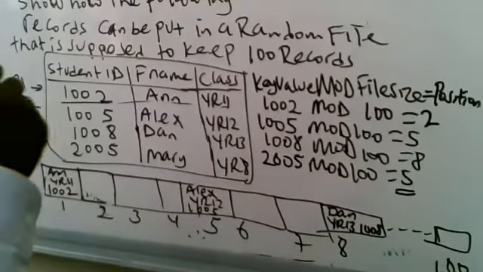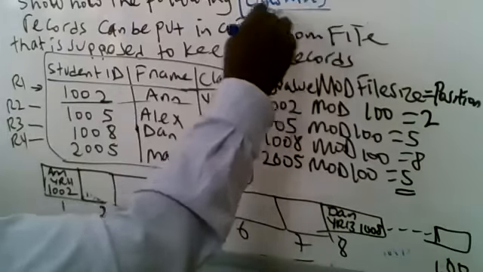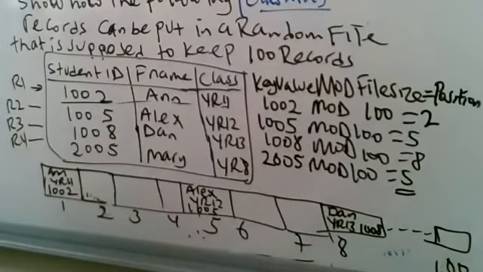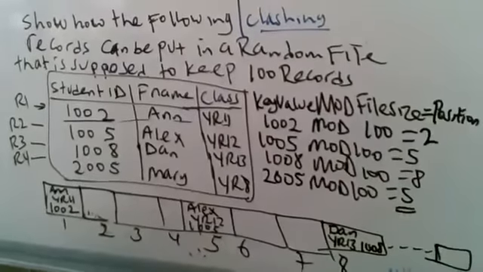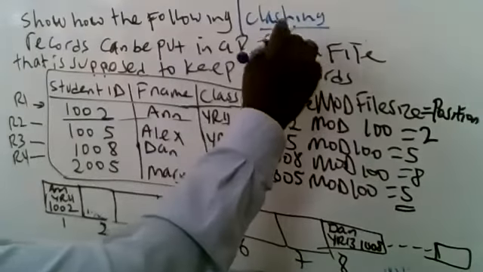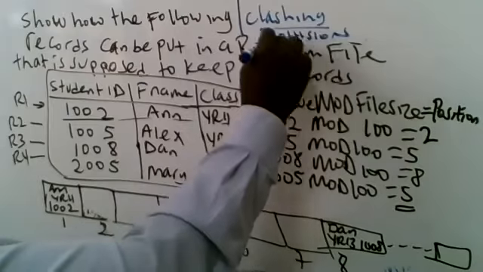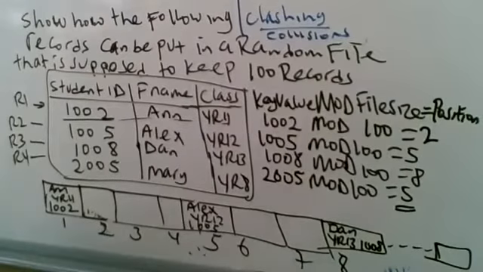That is called what? Clashing. Clashing is the process where the computer calculates a position where to put a value in a random file, but that position is already what? Occupied. It's called clashing, and some sources call it collisions in a random file.